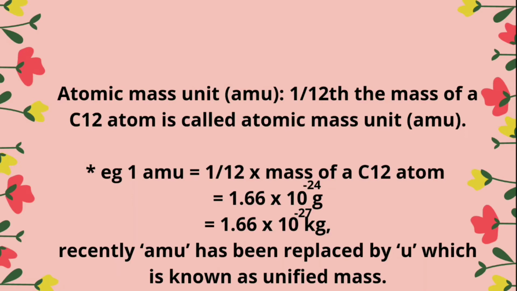Atomic mass unit, AMU. 1/12 the mass of a C12 atom is called atomic mass unit. Example, 1 atomic mass unit is equal to 1/12 into mass of a C12 atom, that is equal to 1.66 into 10 power minus 24 gram, that is equal to 1.66 into 10 power minus 27 kilogram. Recently, atomic mass unit has been replaced by u, which is known as unified mass.